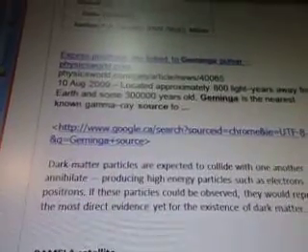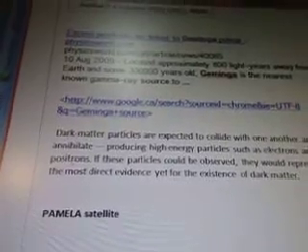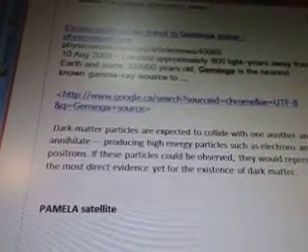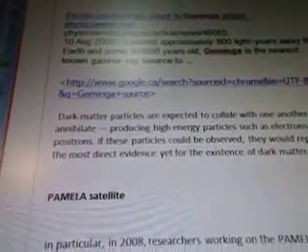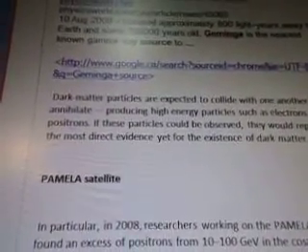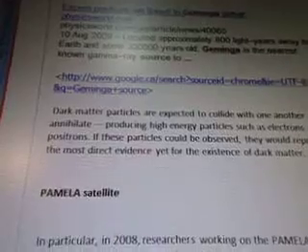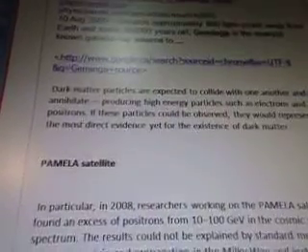Geminga is the nearest known gamma ray source. Dark matter particles are expected to collide with one another and annihilate, producing high-energy particles such as electrons and positrons. If these particles could be observed, they would represent the most direct evidence yet for the existence of dark matter.